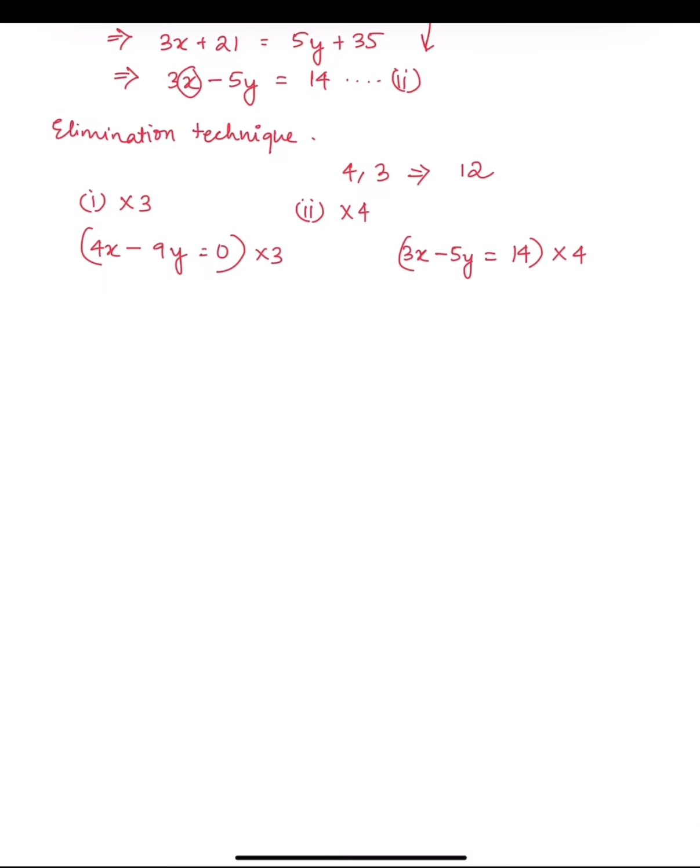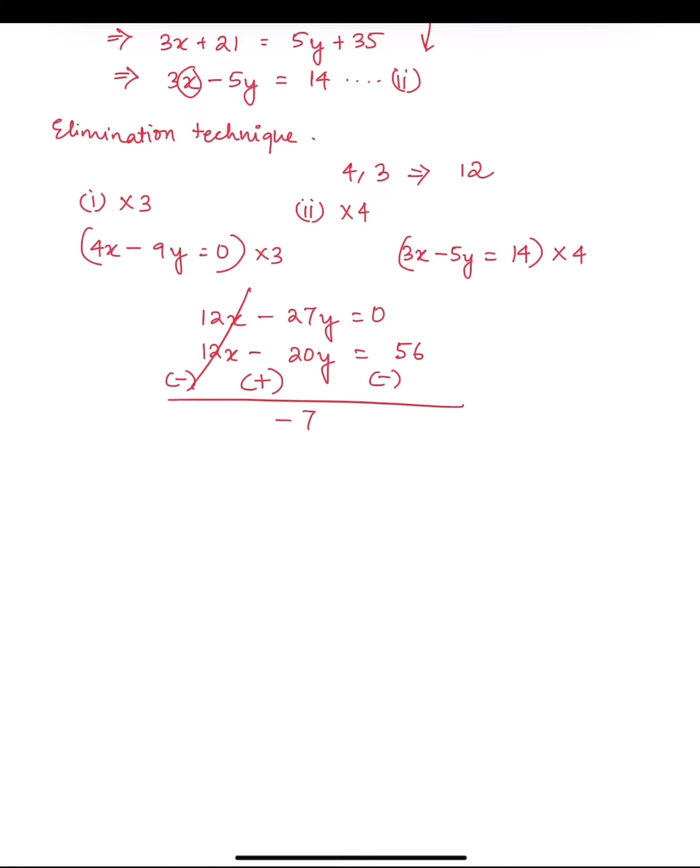Let's write it again. 12x minus 27y equal to 0. This is one equation. So 12x minus 20y is 56, right? I'll again have to change the signs. This is minus 7y equals minus 56. So y is minus 56 by minus 7, that is 8. So y is 8.